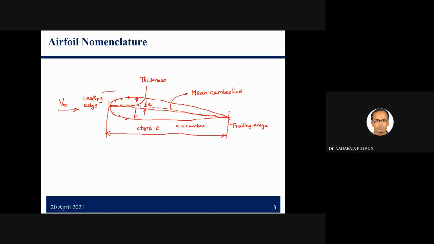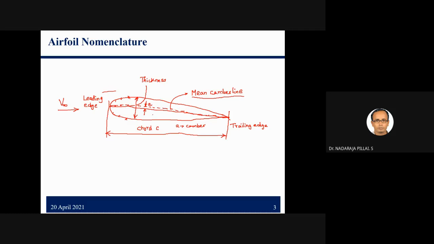And again, the definition of the mean camber line: we have drawn a mean camber line. So we can say that the mean camber line is the locus of points halfway between the upper and the lower surface as measured perpendicular to the mean camber line itself. So we have the camber line and the chord line.